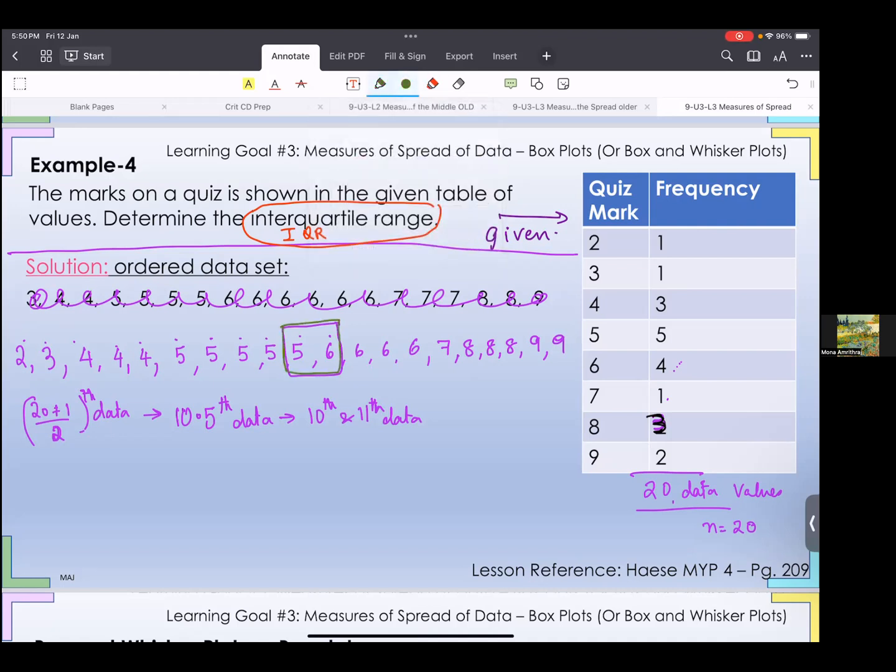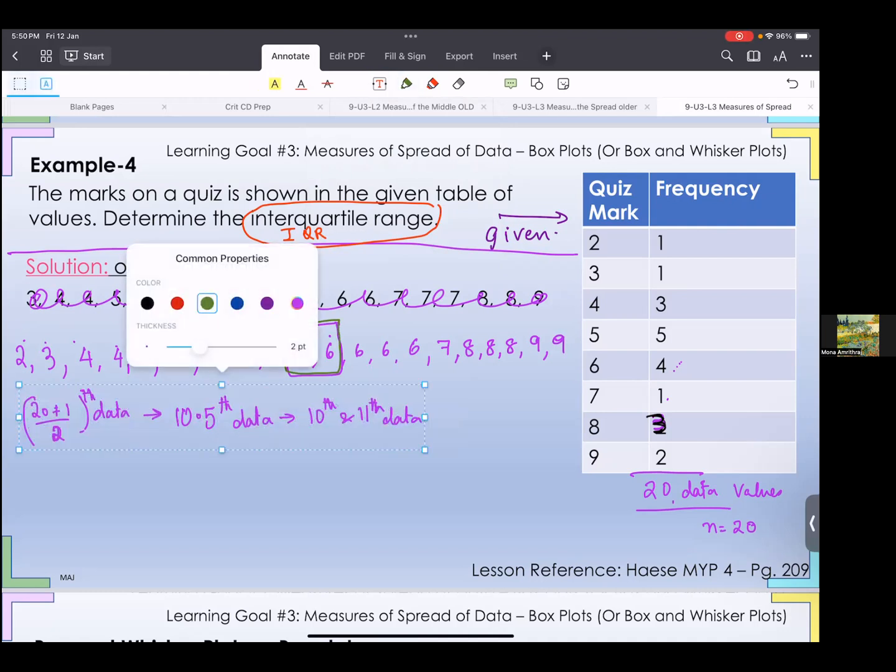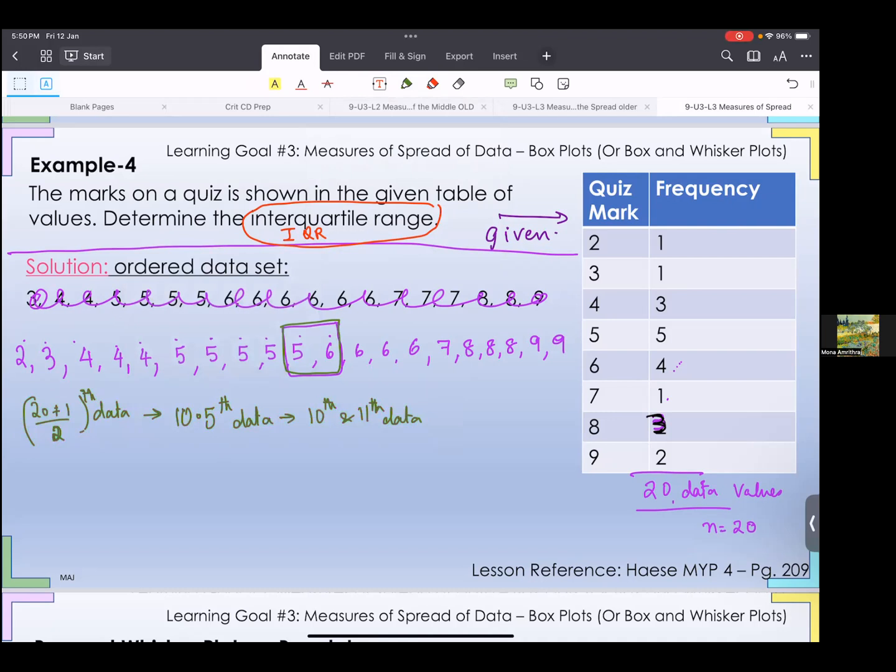I'm just going to color code this again. I'm going to put all the medians in green. So that is just going to be 5 plus 6 divided by 2, which is 5.5. I hope I did that correctly. 1, 2, 3, 4, 5, 6, 7, 8, 9, 10, and 11. So that is the median. So we have the median.